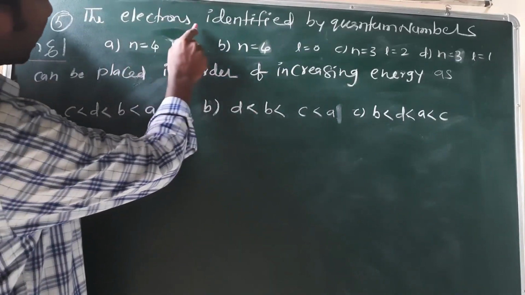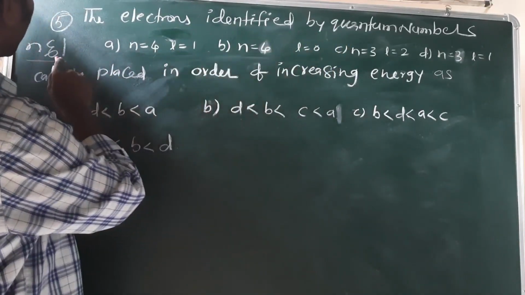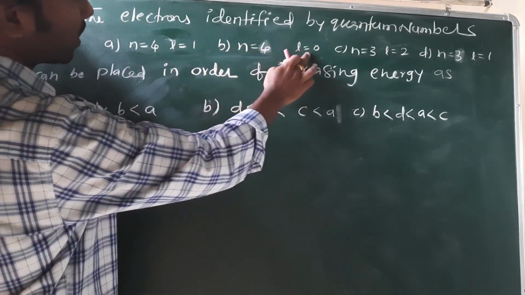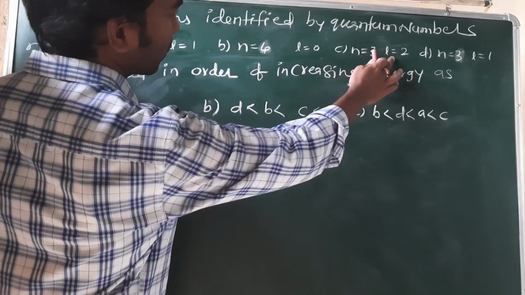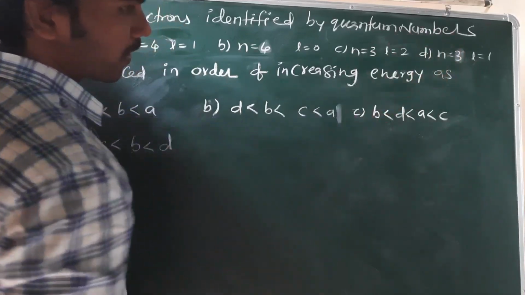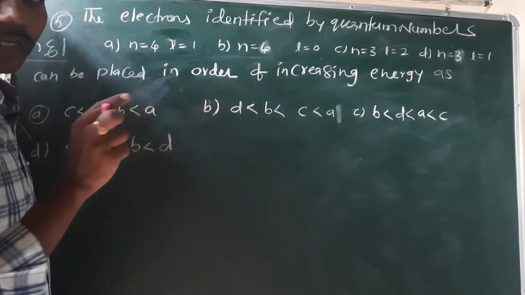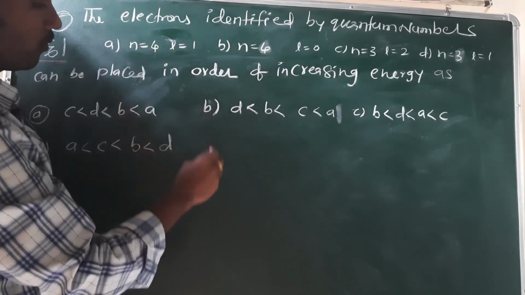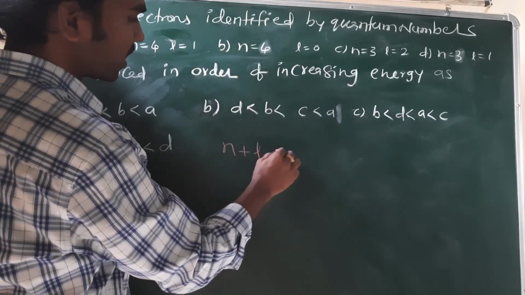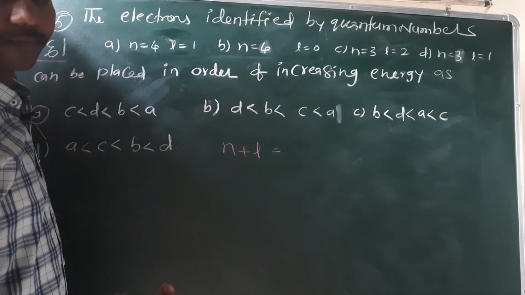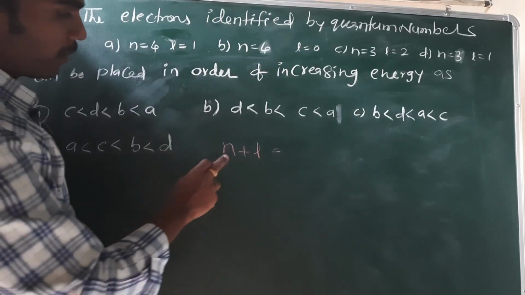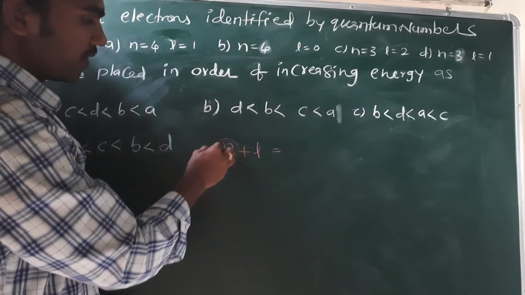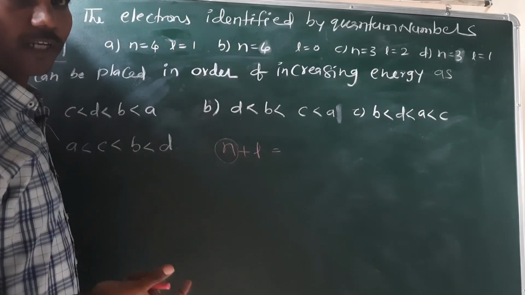Next question: the electrons identified by quantum numbers n and l. So n is equal to 4, l is equal to 1; n is equal to 4, l is equal to 0; n is equal to 3, l is equal to 2; n is equal to 3 and l is equal to 1. Whenever they give quantum numbers, energy can be calculated with the help of the n plus l value. Where the n plus l value is maximum, that orbit will have more energy. When the n plus l value is the same, the orbit with the highest n value will have more energy.